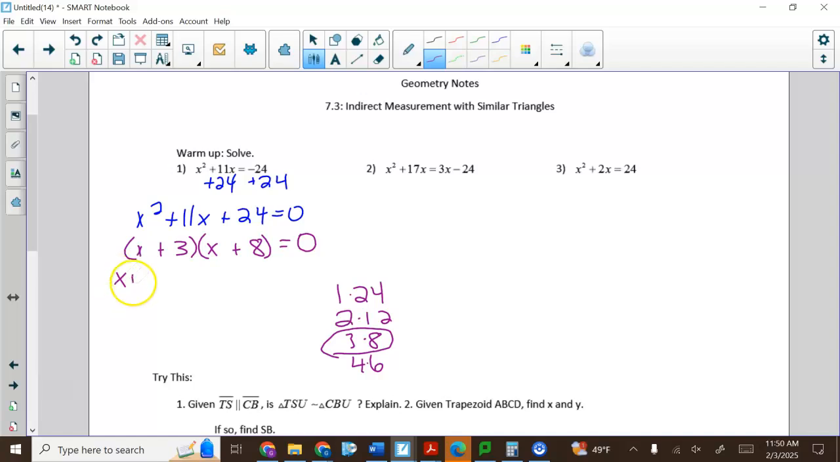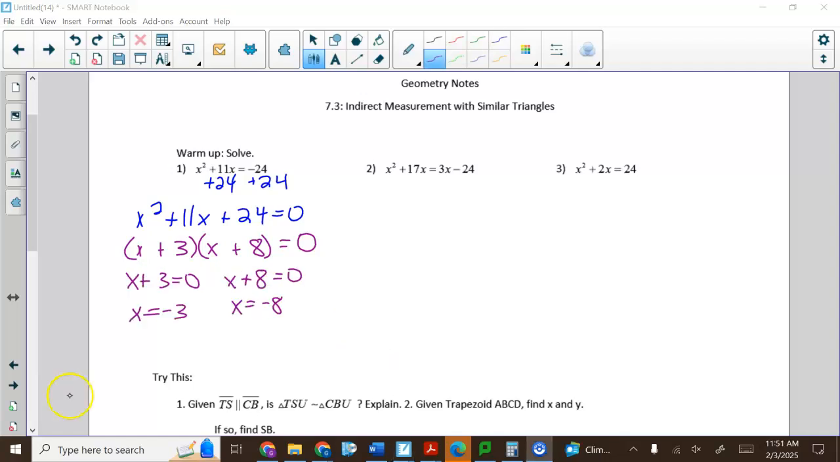Next, we set each factor equal to 0. So then we're going to subtract the 3 on the first one. x equals -3. And then subtract the 8 on the second one. x equals -8.